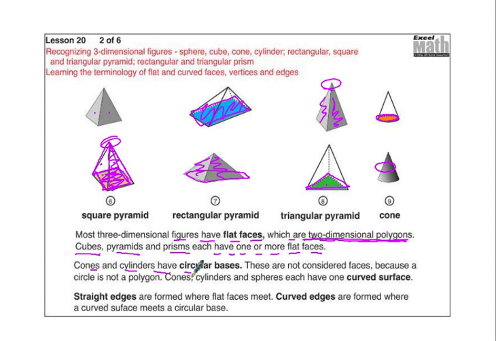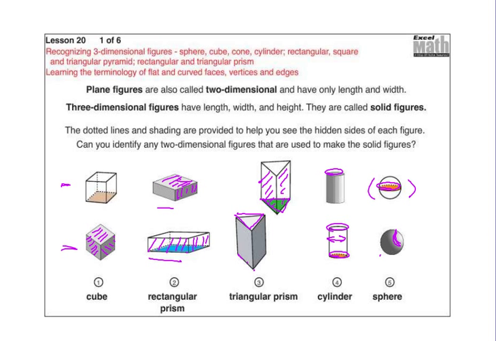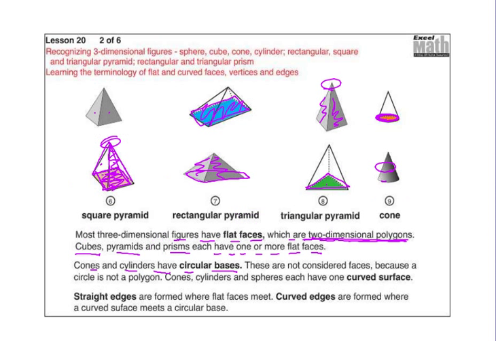Cones and cylinders have circular bases. A circular base on that cone. And then if we go back here to this one, we also have a circular base here. It's a circle that the shape sits on. Now, why is that called a circular base? These are not considered faces like up here because a circle is not a polygon.